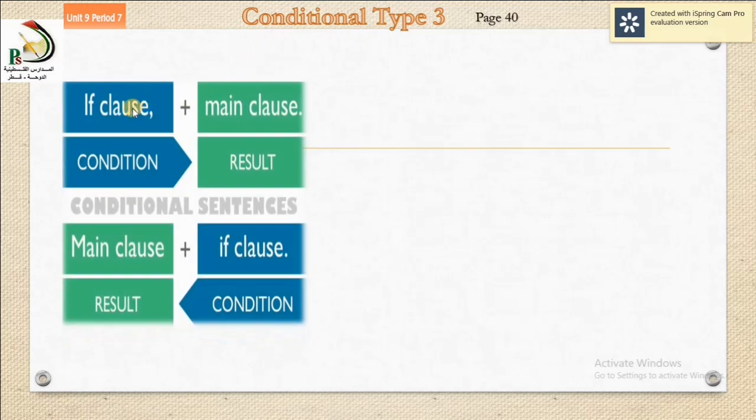Okay, here, conditional type 3, like other conditions, there is an if clause and there is a main clause. The if clause tells you about the condition, but the main clause is telling you about the result. Yani, on the basis of this condition, this is the result. And we can change their positions as well. The main clause can come here and the if clause can go in the end.